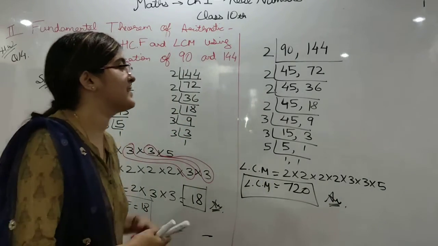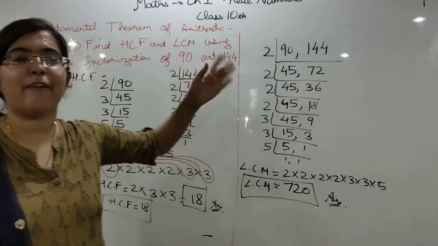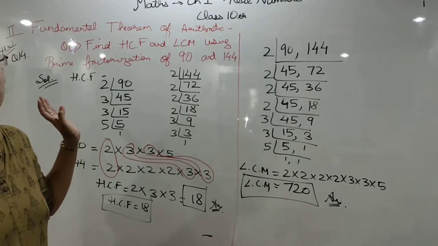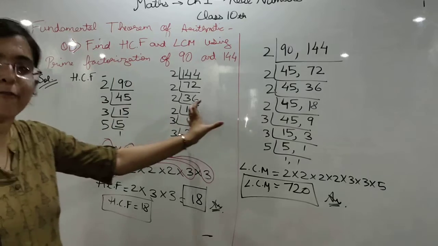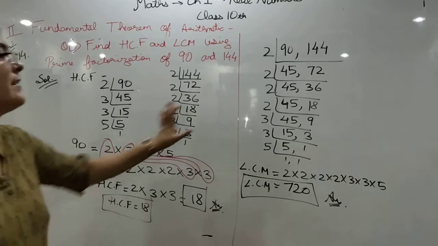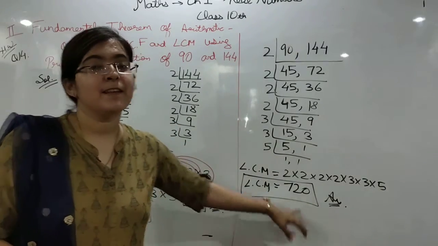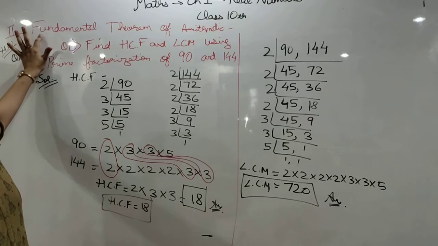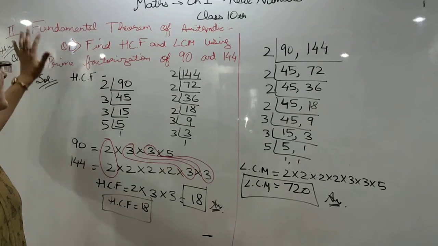Is it clear? This is the easiest method which you have done in your earlier classes also. You just have to prime factorize and calculate the HCF and LCM. This is one of the topics in your syllabus. So it's very easy.